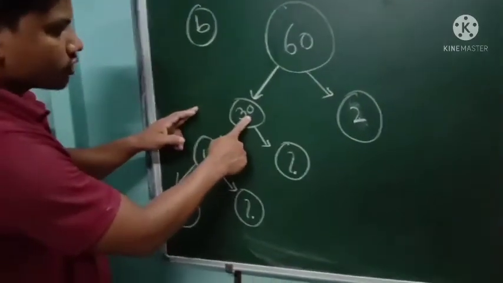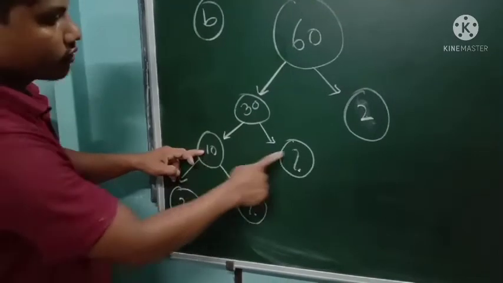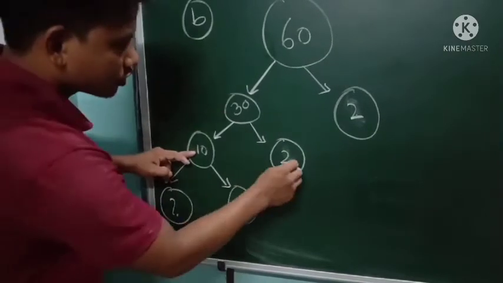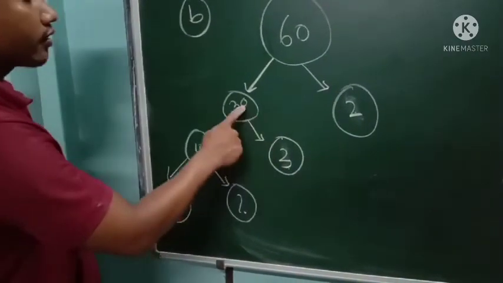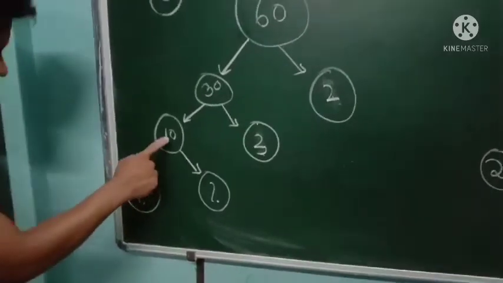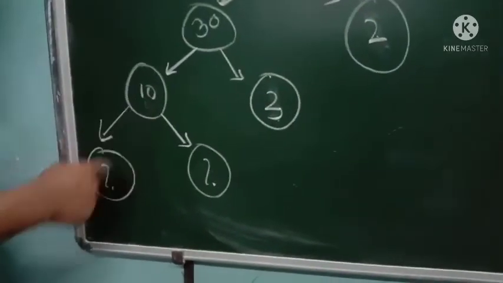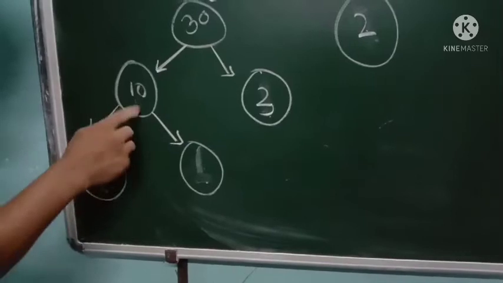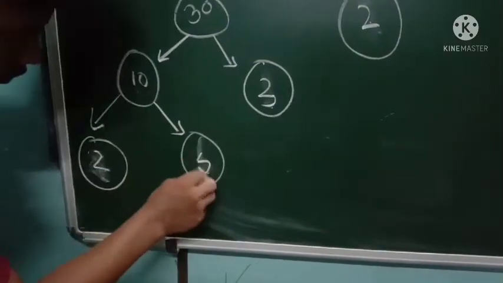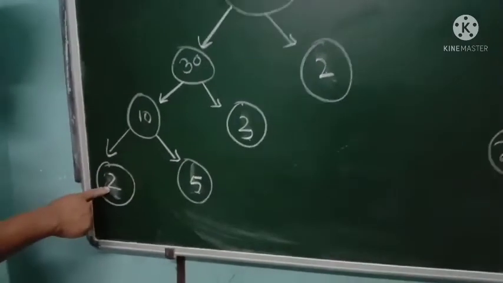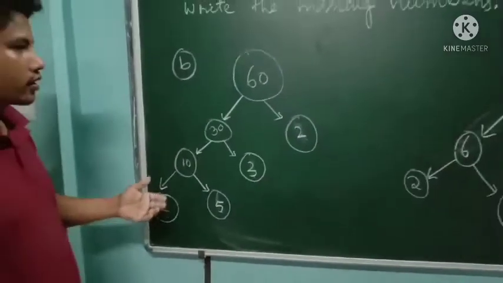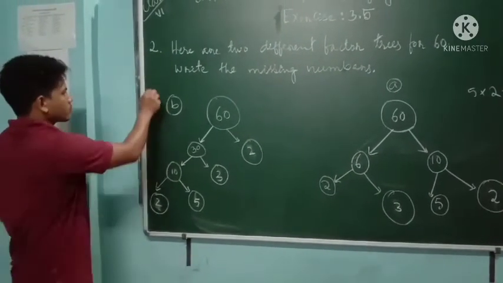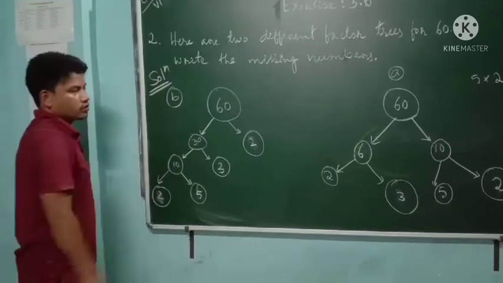Again, this 30 we can divide by 10. If you multiply this 10 by 3, then 10 into 3 is 30. Next, this 10 also we can write in factor form: 2 into 5 is 10. Another way, you can write 5 here and 2 on this side. This is also correct. So this is the solution of question number 2.